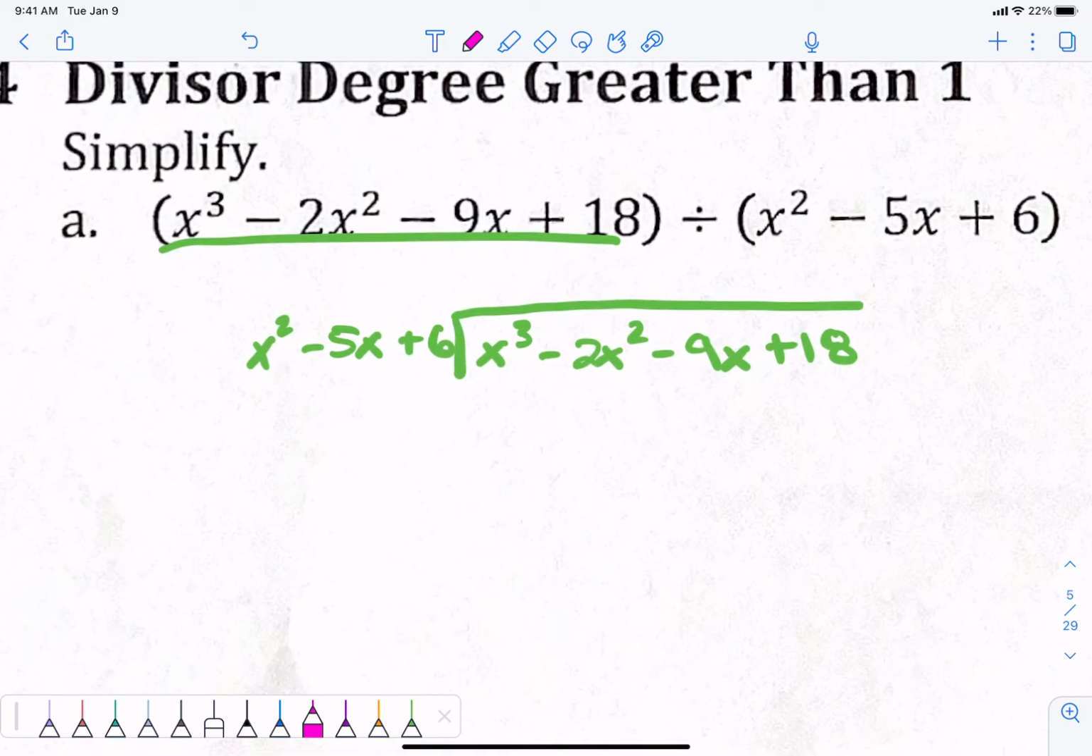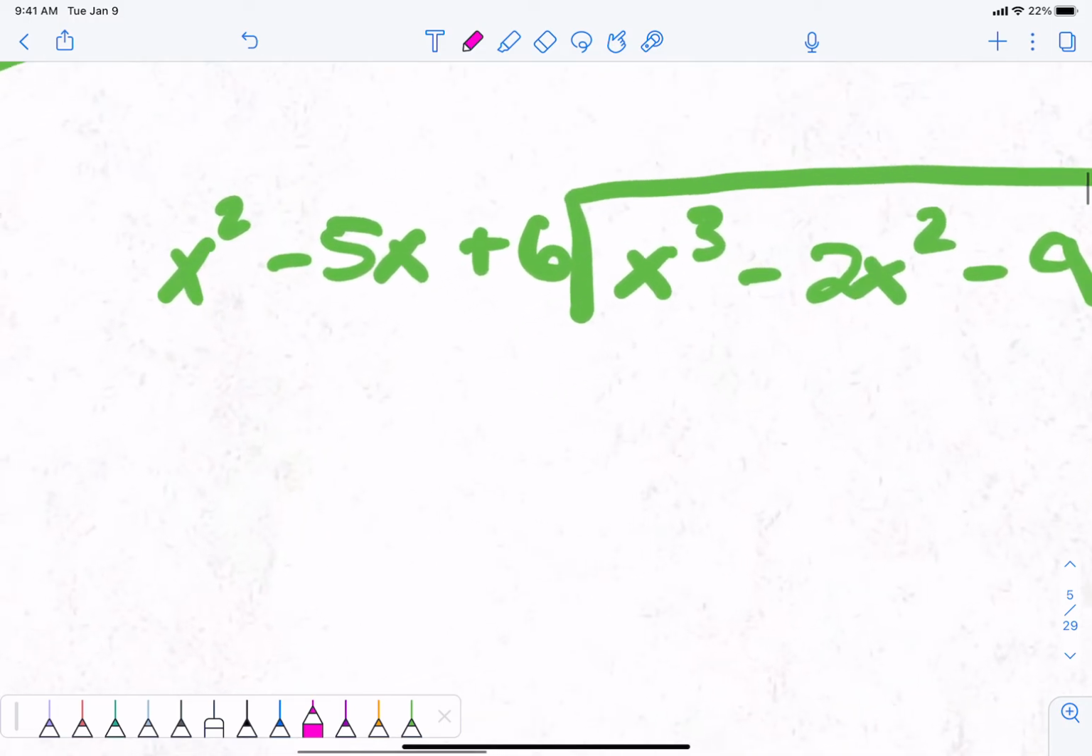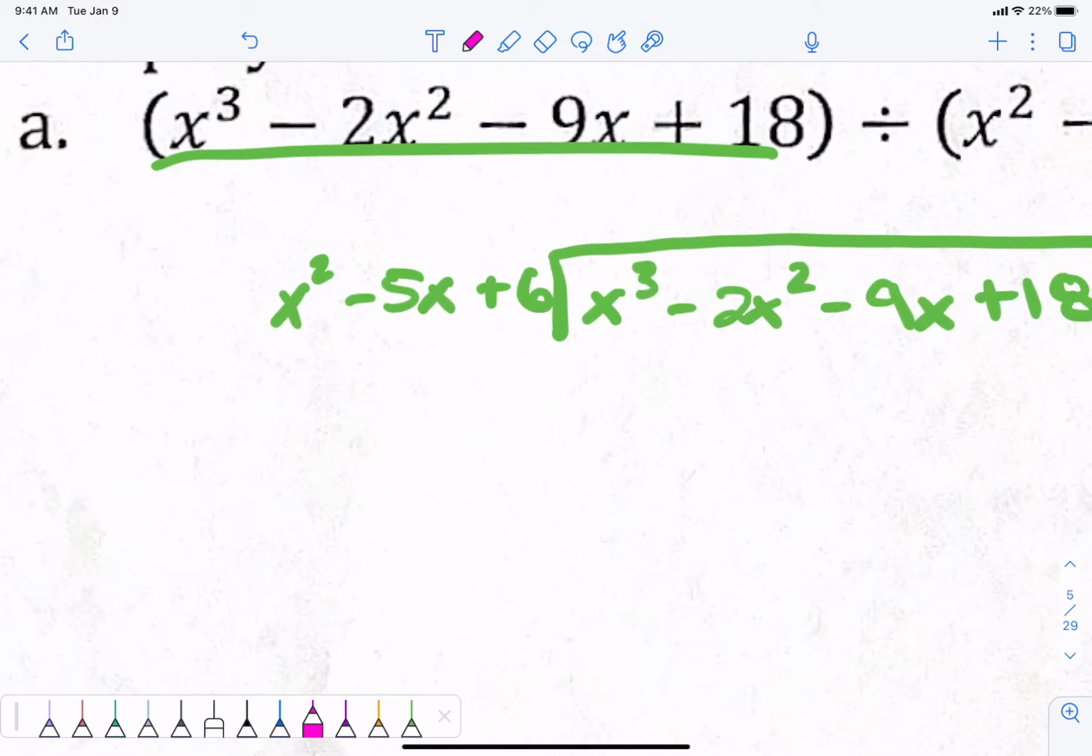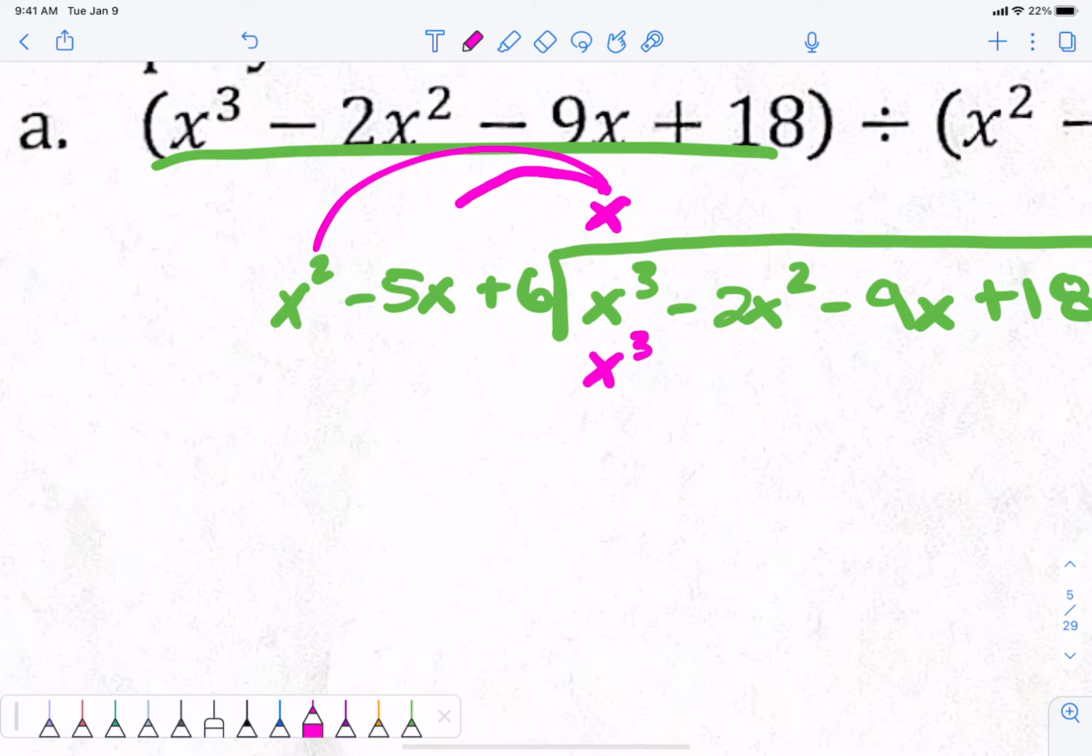Okay, good? All right, here we go. First, we don't look at anything except this x squared, and we say, what do we have to take times x squared to get x to the third? It needs another x, right? Okay, so I'm going to put an x up top here, and then I start to multiply back through. So I take x times x squared, and that is x to the third. I put it right below here. Then I take x times negative 5x. What does that make? It becomes negative 5x squared.